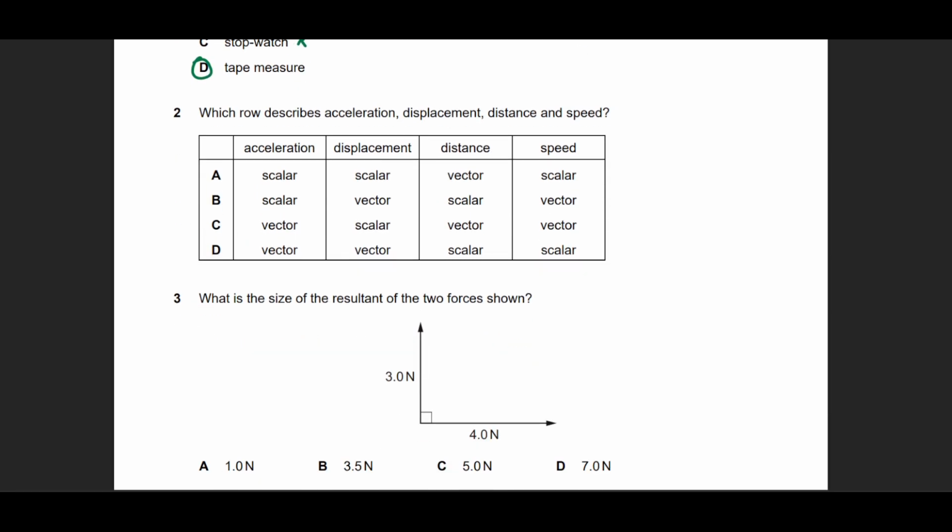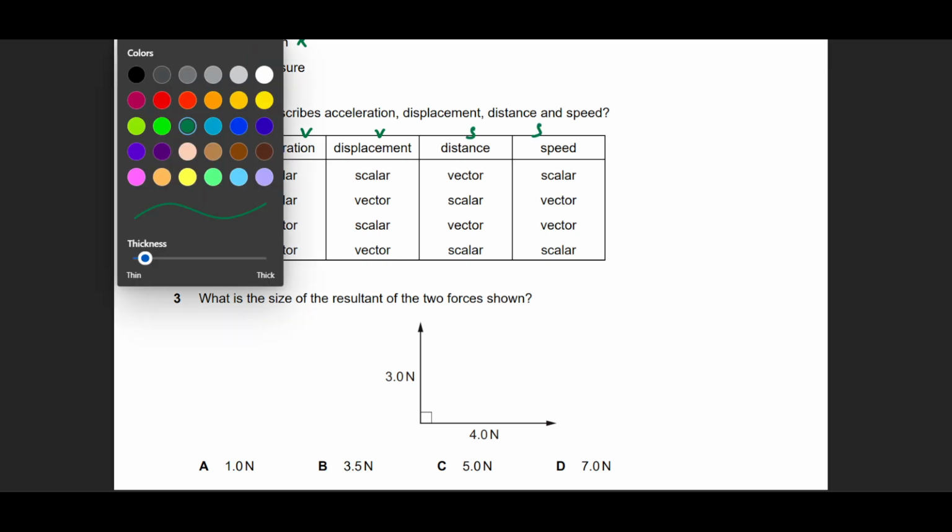Question number 2 says, we have to figure out which is vector and which is scalar. So we can very simply see acceleration is a vector quantity, displacement is vector, distance is scalar, speed is scalar. So option D seems to get this right.